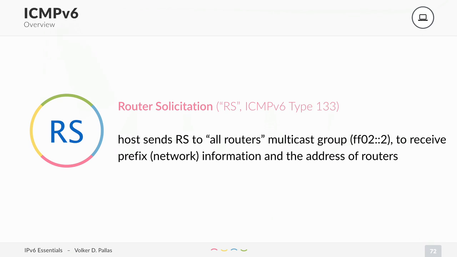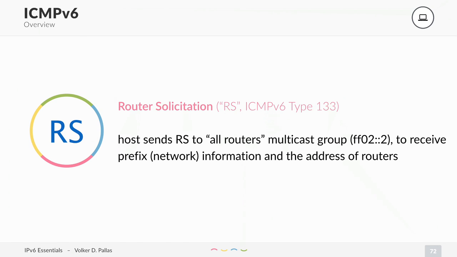So if your host has just configured an IPv6 address but doesn't know the default route because it might not be configured statically, then it will send a router solicitation telling all routers on the local link or your VLAN, please tell me what prefix I should configure my address with.